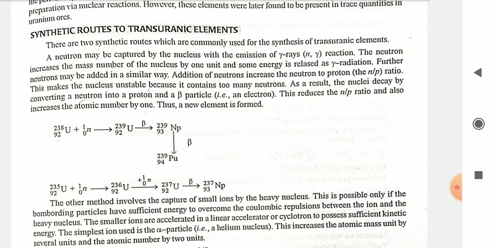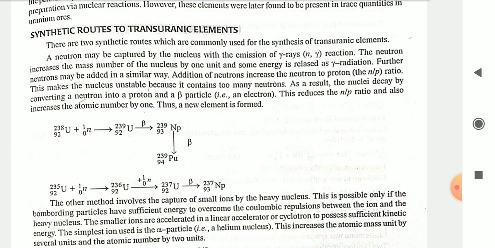Further neutrons may be added in a similar way. Addition of neutrons increases the neutron to proton, N/P, ratio. This makes the nucleus unstable because it contains too many neutrons. As a result, the nucleus decays by converting a neutron into a proton and a beta particle. This reduces the N/P ratio and also increases the atomic number by 1. Thus, a new element is formed.